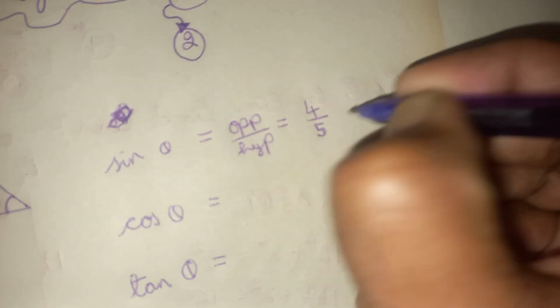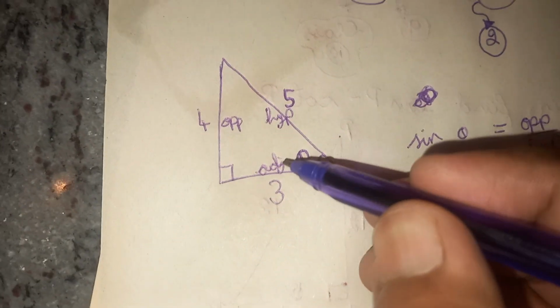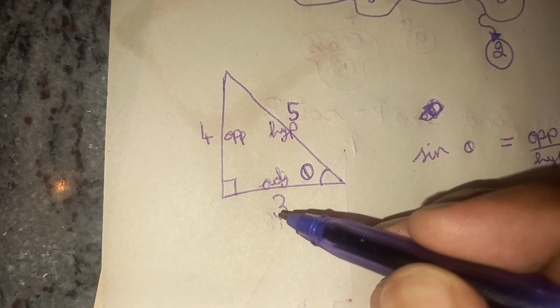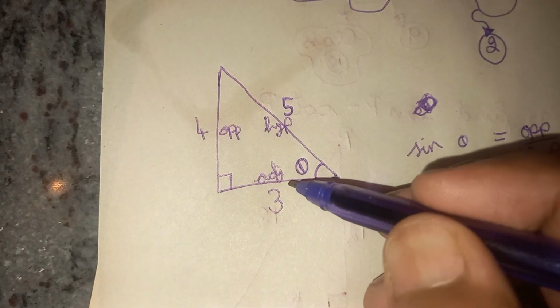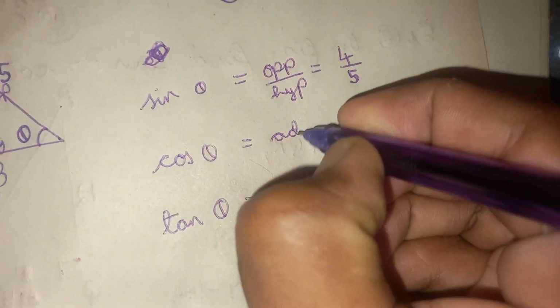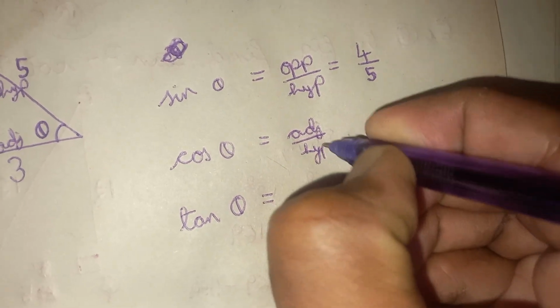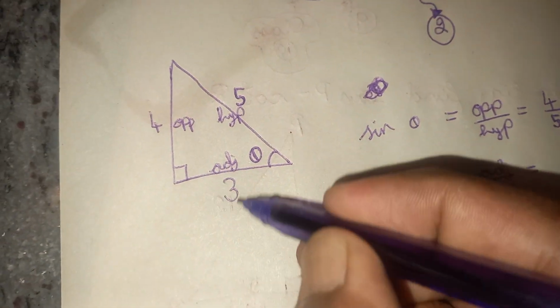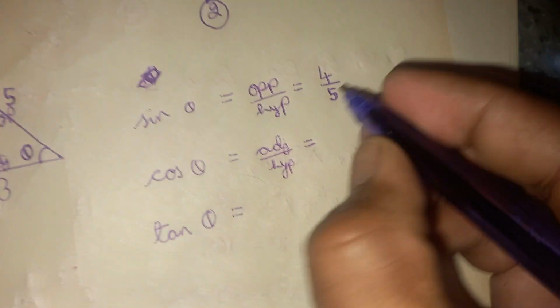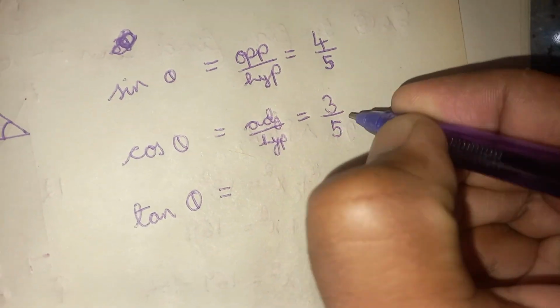Now I am going to tell what cos theta is. Cos theta means adjacent by hypotenuse. Sine is opposite and cos is adjacent. Adjacent by hypotenuse: adjacent is 3, hypotenuse is 5, so it becomes 3 by 5.